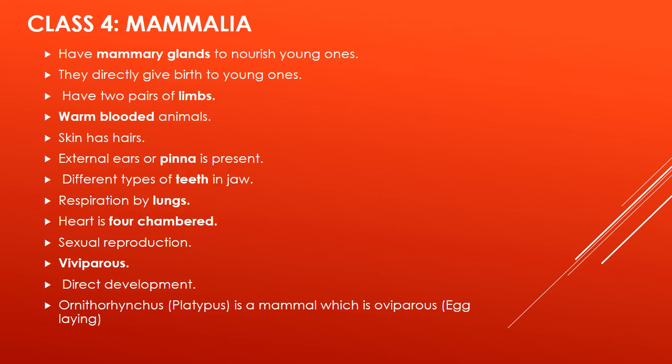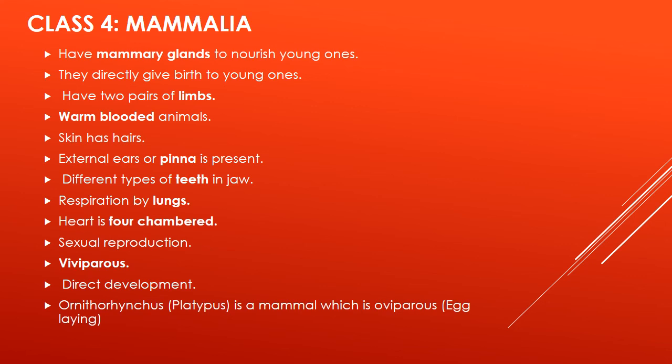Okay. Mammalia, easy. Mammary glands to nourish young ones. Okay, they give direct birth to the young ones. Have two pairs of limbs. Warm-blooded. Skin has hairs. External ears are called pinna. Okay, teeth, lungs. Okay, respiration. Heart, four chambered. Sexual reproduction. Viviparous, that is direct birth.